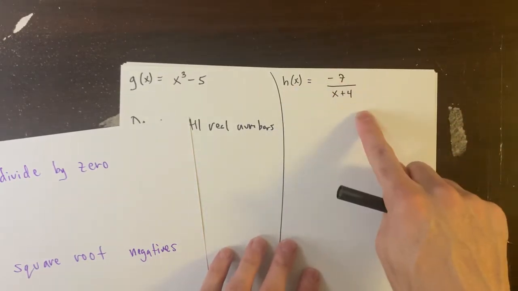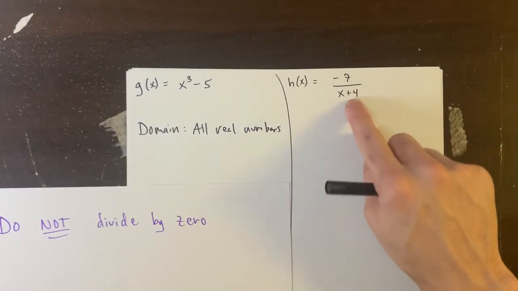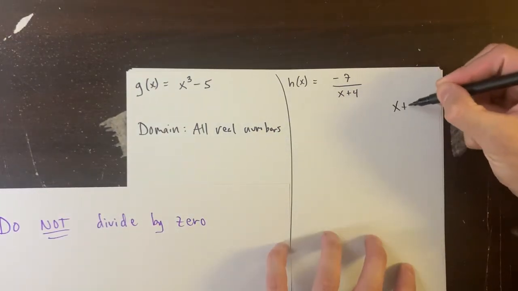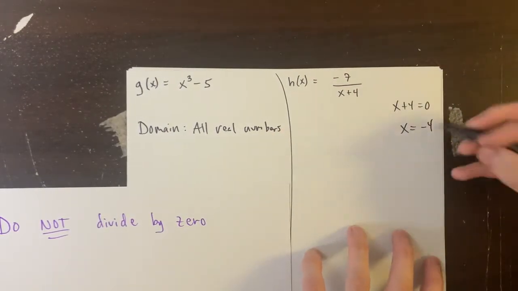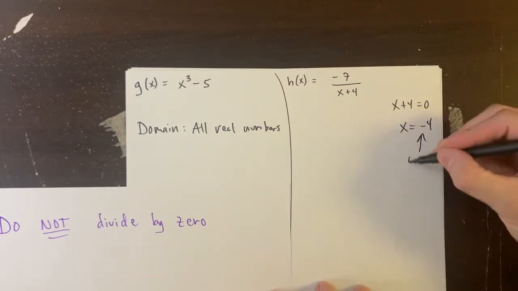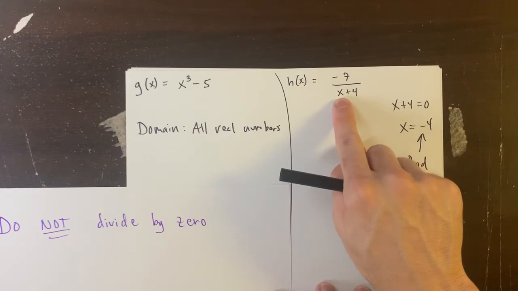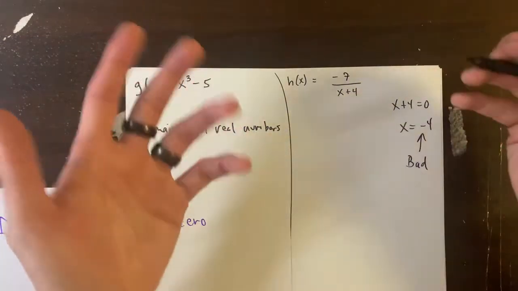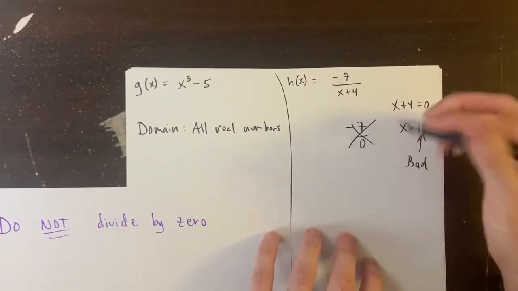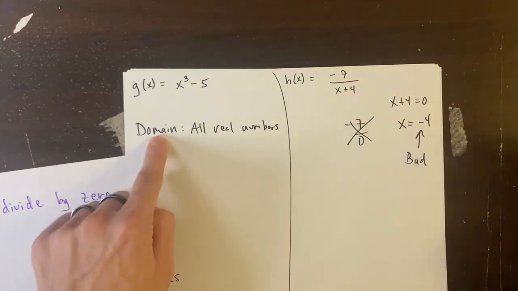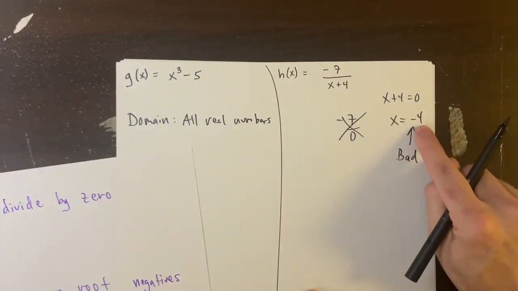For instance, this one here, this brand new equation. So here, notice that you could possibly divide by 0 because if I take the denominator and set it equal to 0 and solve, notice that that number is bad. Because if I take -4 and plug it in there, it's going to be -4 plus 4, which is 0. And it would be -7 divided by 0, and that's no bueno. So for this problem here, my domain is going to be every number in the whole wide world except -4.